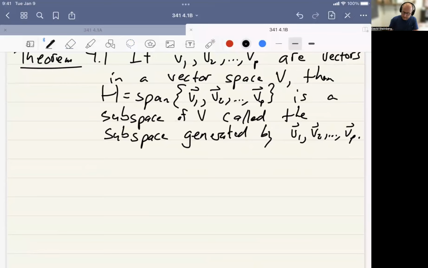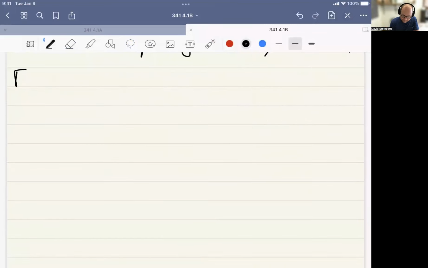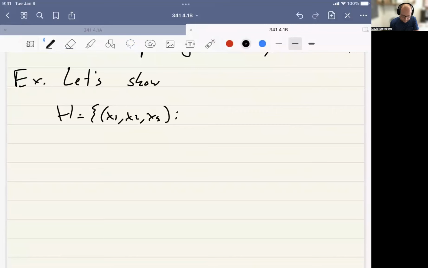Let's do another example. So let's show H, which is a set of triples x1, x2, x3, such that x1 plus x2 plus x3 is equal to 0. Let's show this is a subspace of R3.